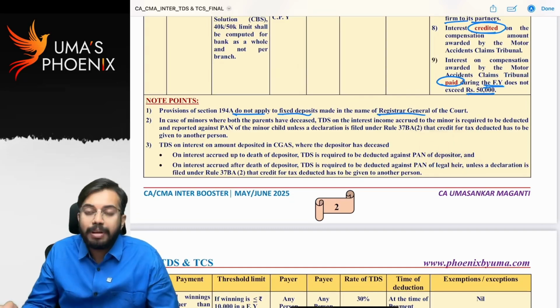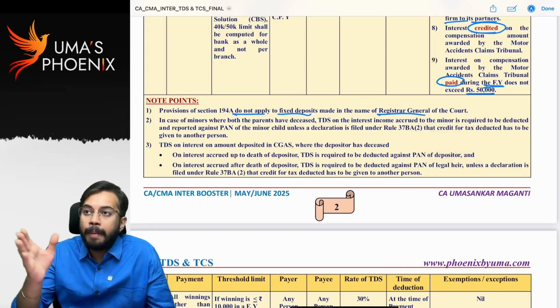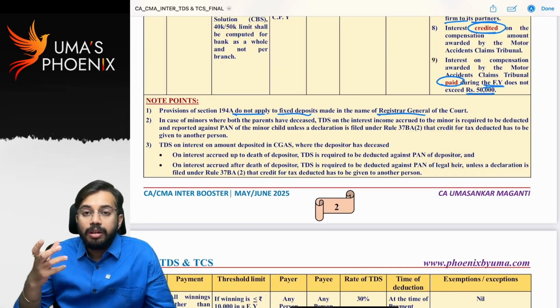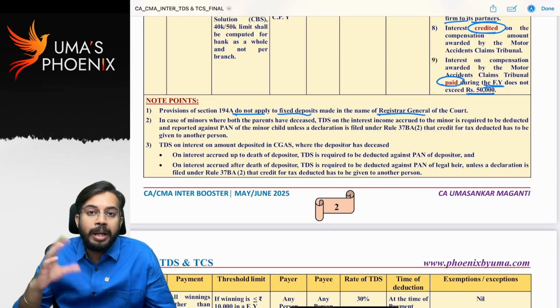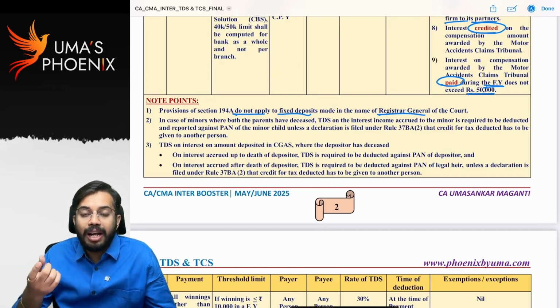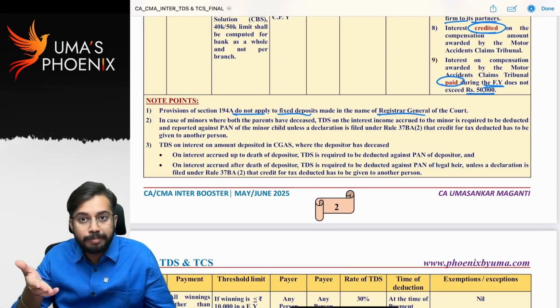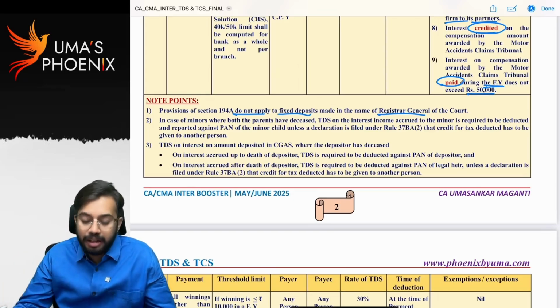Next, provisions of section 194A do not apply to a fixed deposit made in the name of the Registrar General of Court. Sometimes there are cases pending in the court. During the pendency of a case, the court will order money to be deposited in the name of the court. So whenever money is deposited in the name of the court, and on such money any interest is paid, no TDS is required to be deducted.